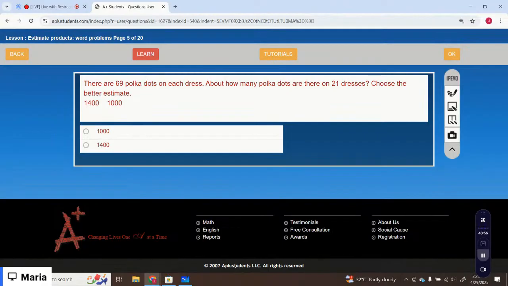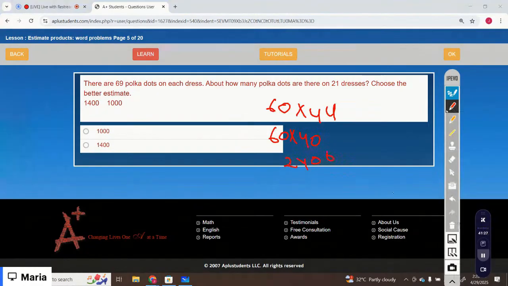There are 69 polka dots on each dress. About how many polka dots are there on 21 dresses? Choose the better estimate. So 69 times 21. 69 is rounded to 70 and 21 is rounded to 20. So which is the correct option?